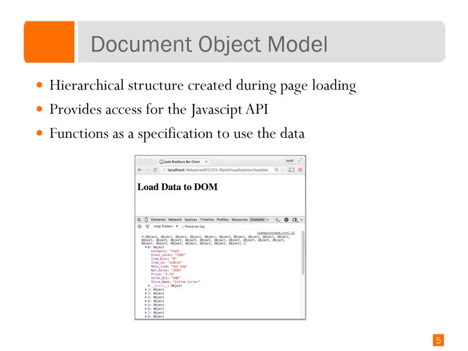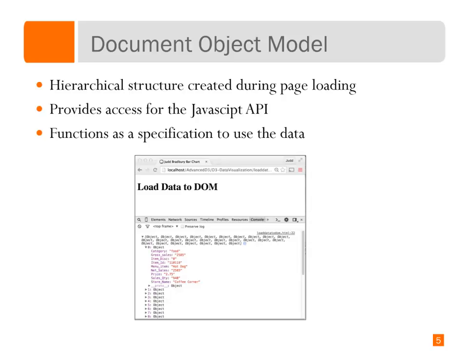The DOM, the document object model, is a hierarchical structure created during page loading. As I mentioned, it's like a little hierarchical database created when we load a page. It provides access for the JavaScript API. As we've discussed before, JavaScript is a library that's very good at taking responses from the users and displaying or reacting to those responses in a web page. Our DOM basically functions as a specification to use the data. Looking at the screen here in the center of our slide, you can see this is the DOM. We've loaded data into the DOM.